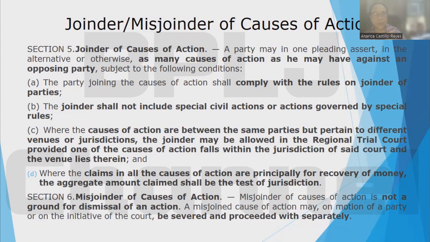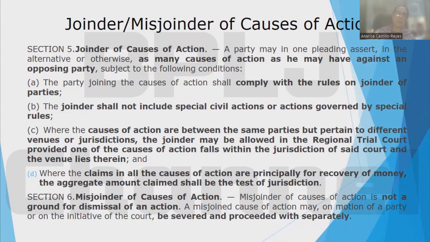Second, the joinder shall not include special civil actions or actions governed by special rules. So you cannot combine ordinary and special civil actions, ordinary civil actions and special proceedings. Where the causes of action are between the same parties, but pertain to different venues or jurisdictions, the joinder may be allowed in the regional trial court, provided one of the causes of action falls within the jurisdiction of the said court and the venue lies therein.